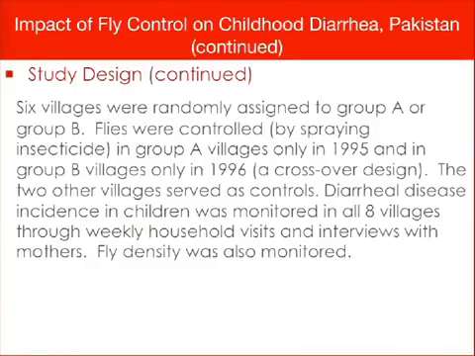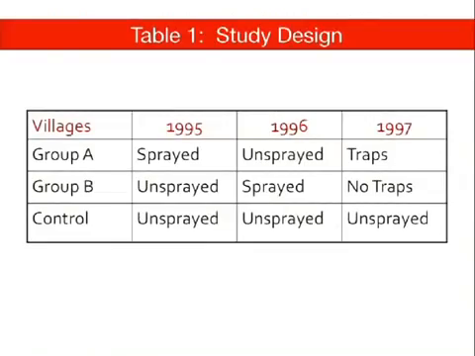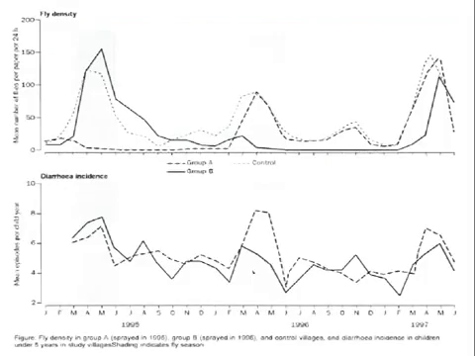They also monitored fly density. So here you can see the Group A villages were sprayed in 95, not in 96. Group B villages unsprayed in 95, sprayed in 96. They had control villages that didn't get any spraying. And here you can basically see that here's fly density, if you're interested in fly density. Here are incidents of diarrhea. And what they basically showed in this study was that it didn't matter which village you were in, if your flies got sprayed, your risk of diarrhea went down. Okay? So whichever villages got sprayed, their rate of diarrhea was less. Okay? Is sort of the long and short here.